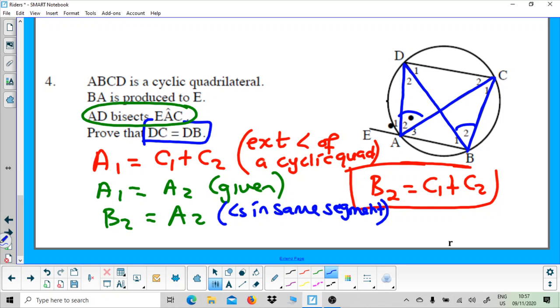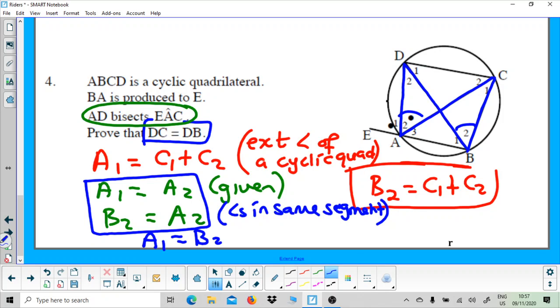Okay, so I hope you are seeing the flow here. I just mentioned A1 was equal to A2, and now I'm saying B2 is equal to A2. Notice how, as a result of these 2 statements, there are 2 angles that are both equal to A2. I think I can write it and you all can see. It means A1 itself is equal to B2.